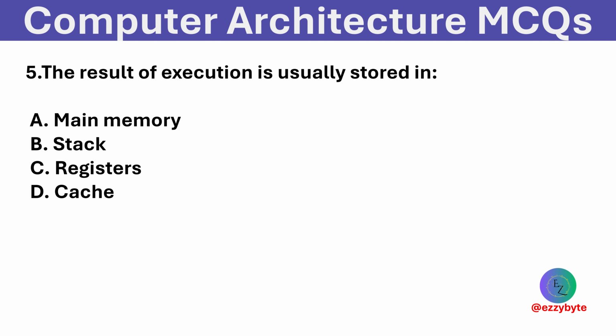The result of execution is usually stored in. Options are main memory, stack, register, and cache. Option C is correct. Registers temporarily store execution results for fast access.